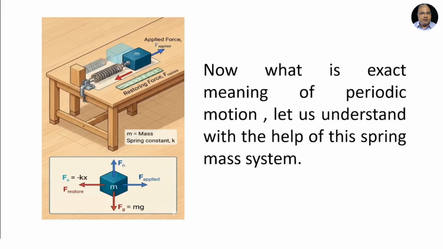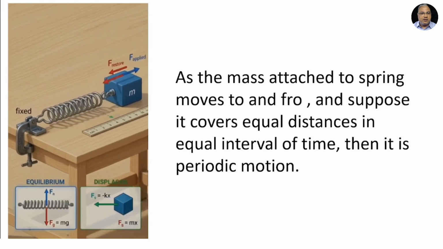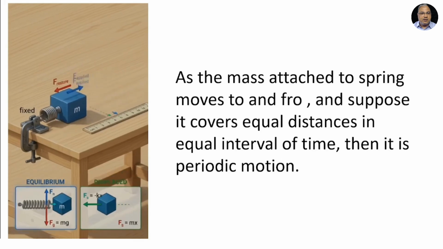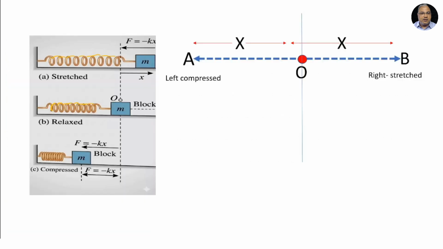Now, what is the exact meaning of periodic motion? Let us understand with the help of this spring mass system. In this spring mass system, as the mass attached to the spring moves to and fro, and suppose it covers equal distances in equal interval of time, then it is periodic motion.